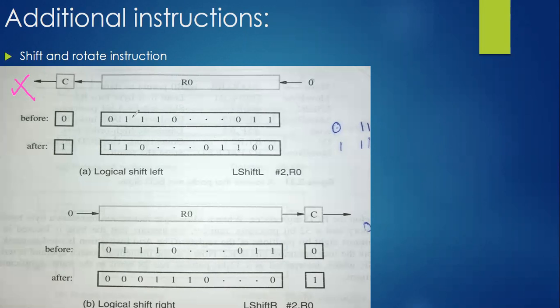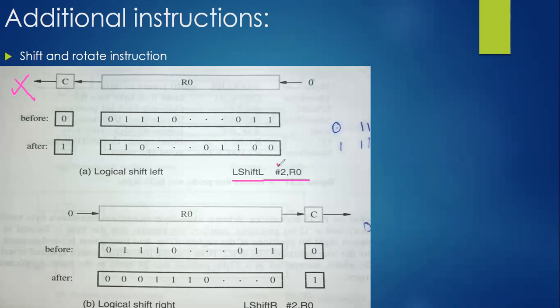Consider it as consisting of some series of zeros and ones. Just observe what we are having from the right hand. We need to perform this operation now: logical shift left. Don't confuse this L; it stands for logical. Logical shift left, hash 2 comma R0.